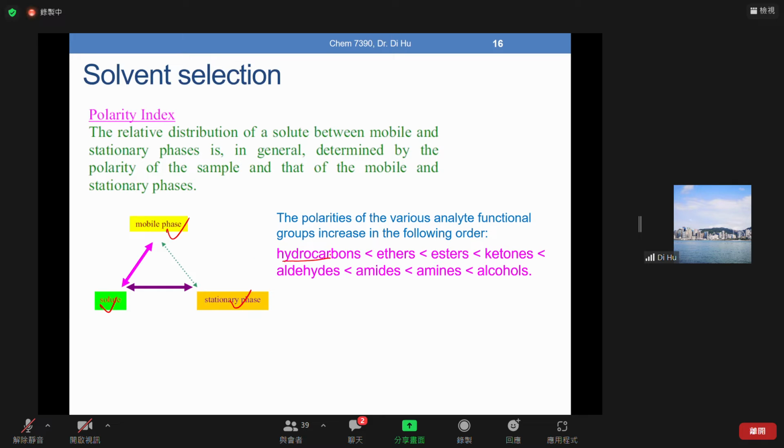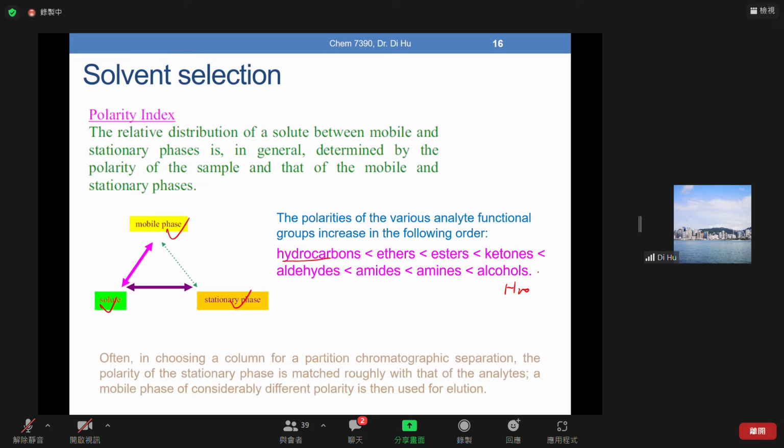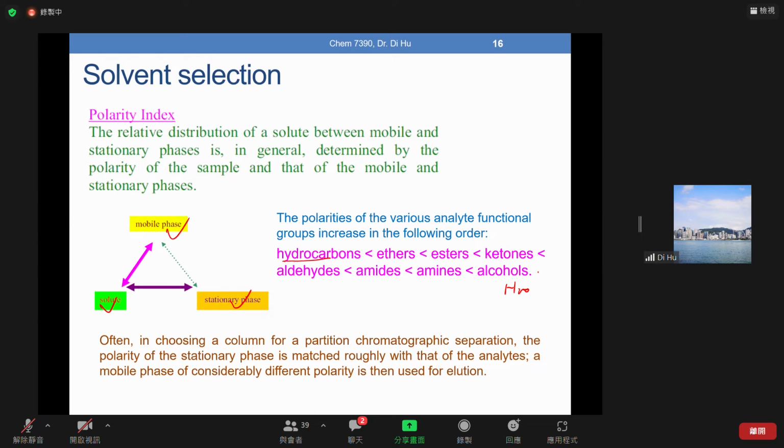And remember that water is more polar than all those compounds containing this functional group. So when choosing a column for a particular chromatography separation, the polarity of the stationary phase should roughly match the polarity of the analyte, and the mobile phase is considered to be of different polarity. This is what we mentioned while talking about reverse phase and normal phase chromatography.